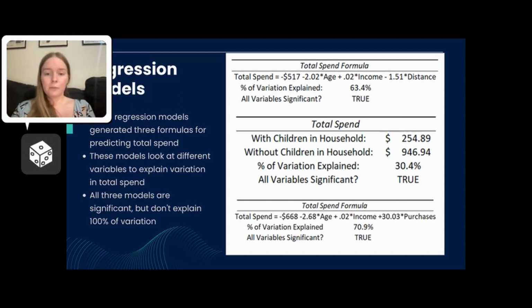The final total spend formula, it explained 70.9% of our variation, which is fantastic, and all the variables are significant, so we should really look at this regression model.